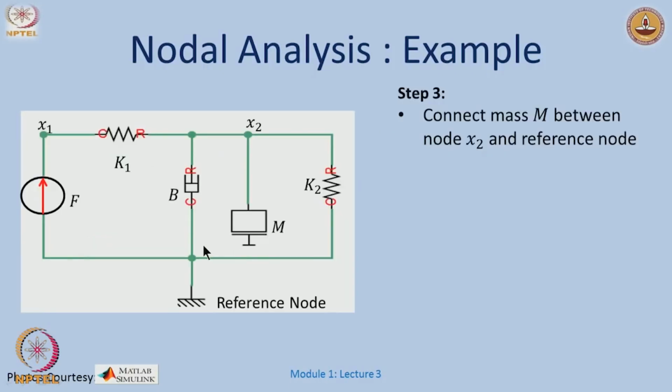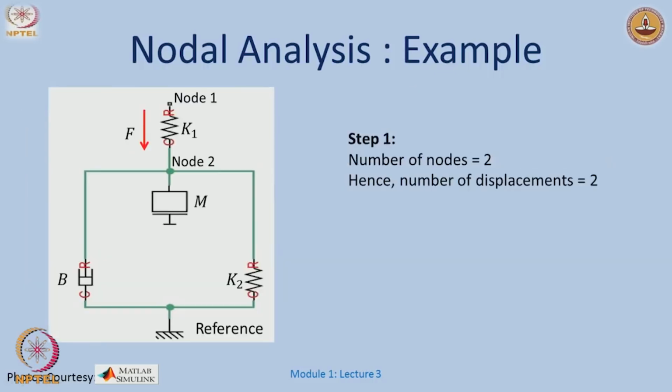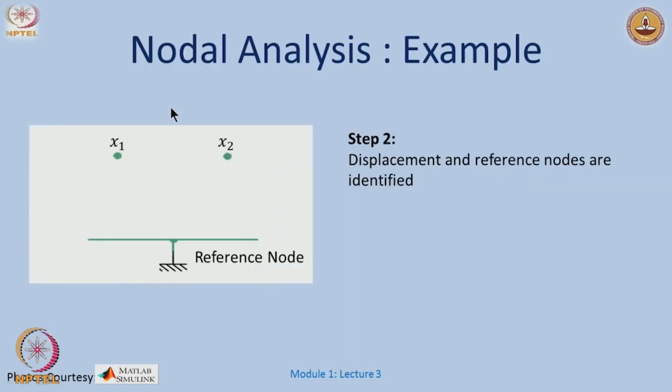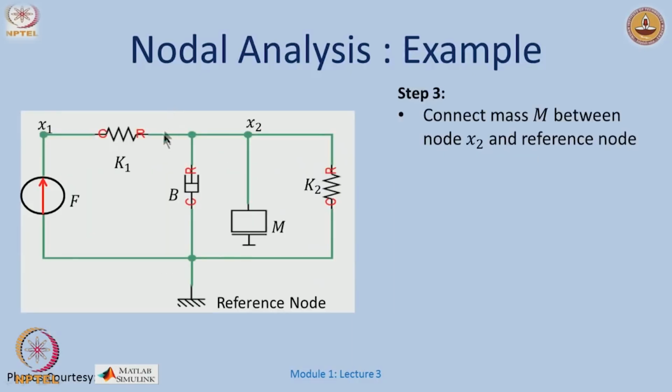Step 3, we go back to how these elements were connected. Between node 2 and the reference I had the mass, K2 between node 2 and the reference, B between node 2 and the reference, between node 1 and node 2 I had the spring K, and the force was acting on node 1. So, we just draw some kind of a circuit diagram over there.